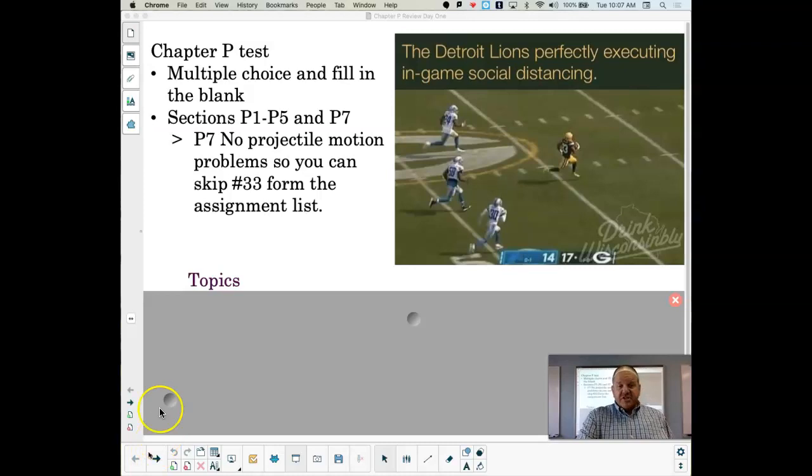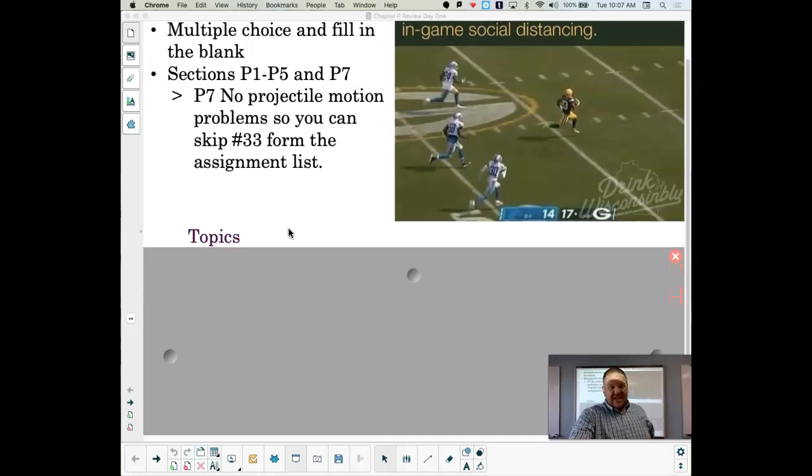It's going to cover all of Chapter P that we did, so it's not going to include P6 because we skipped that section. Okay? And in P7, we're not going to do any projectile motion problems. We decided against that late last week to take that topic out because it was one question on the test. And I said, nah, let's just not even do it because I'm lazy and I didn't want to write it.